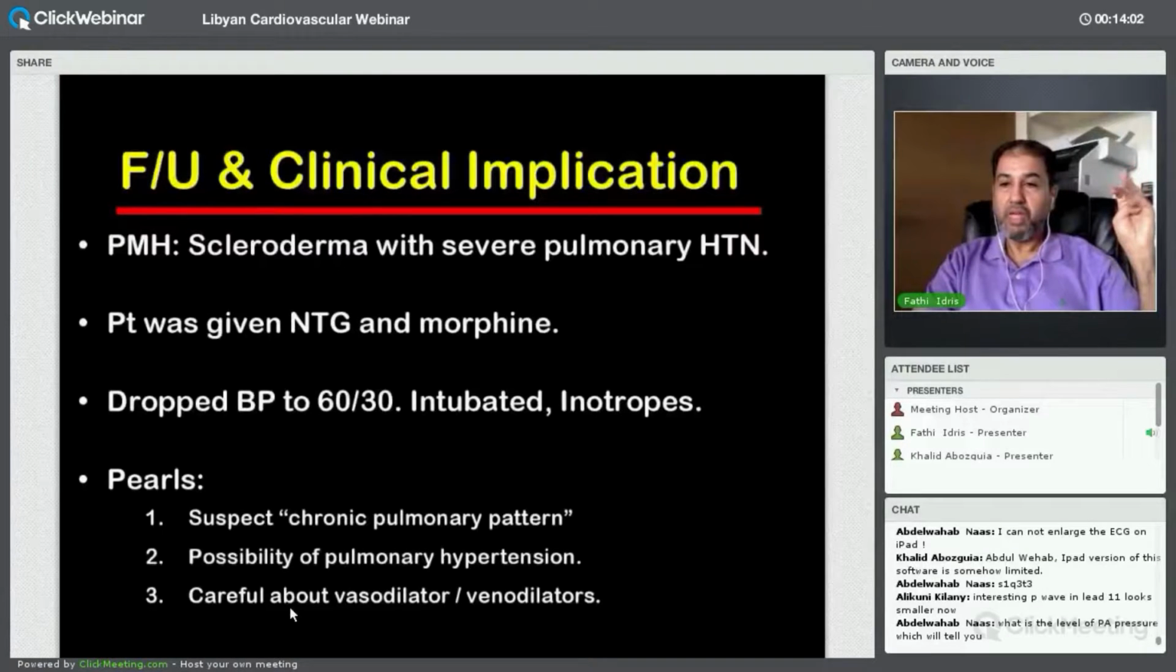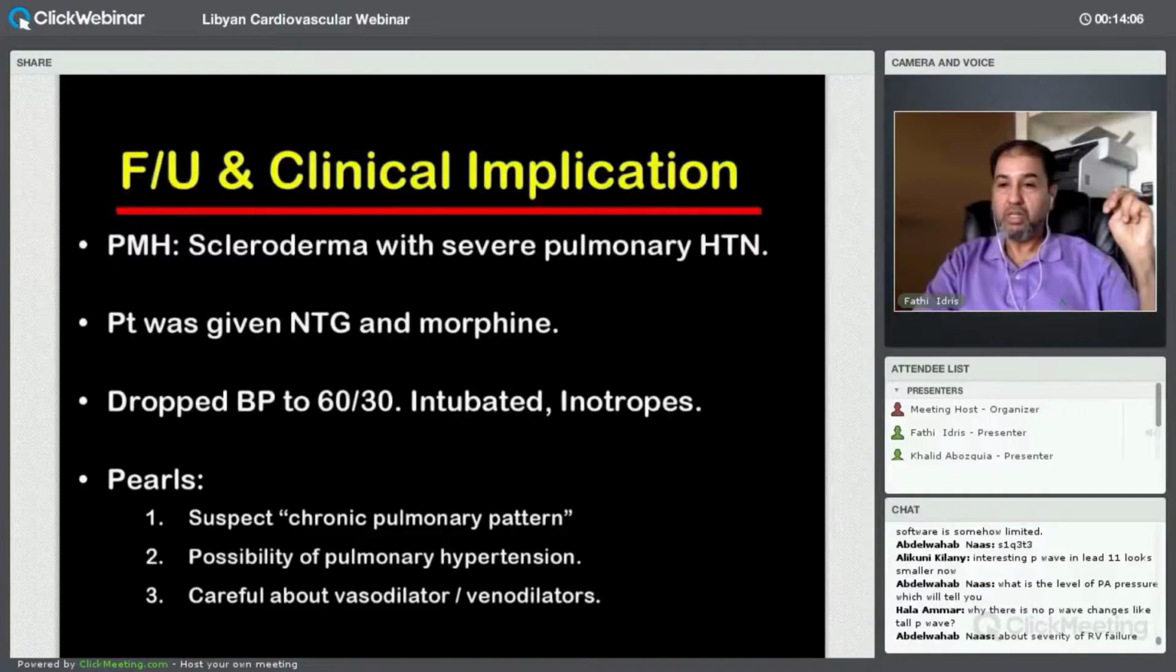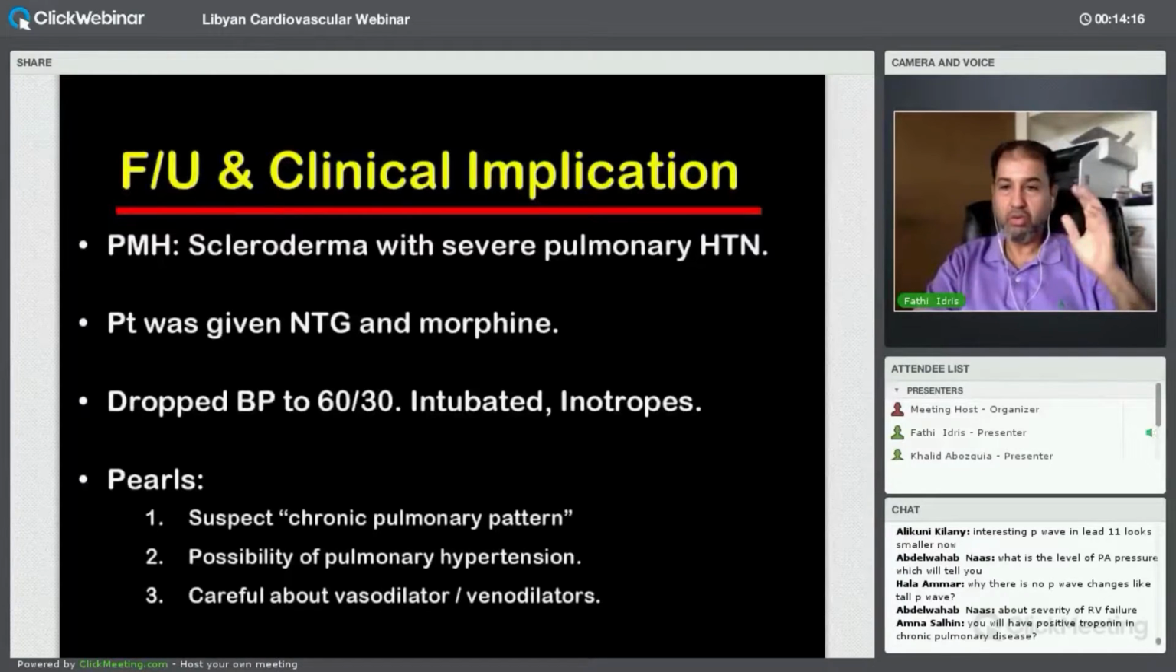The question is, what's the level of PA pressure we're talking about? The PA pressure in this case was about 90. If you see these changes, most of the time it's systemic or close to systemic, meaning it's equal to the pressure in the aorta or higher.